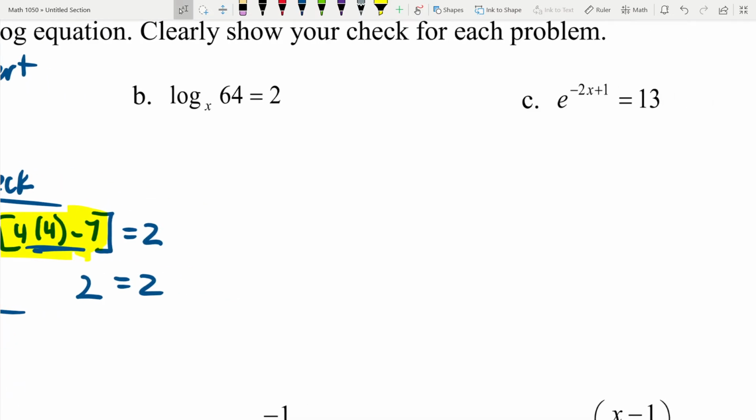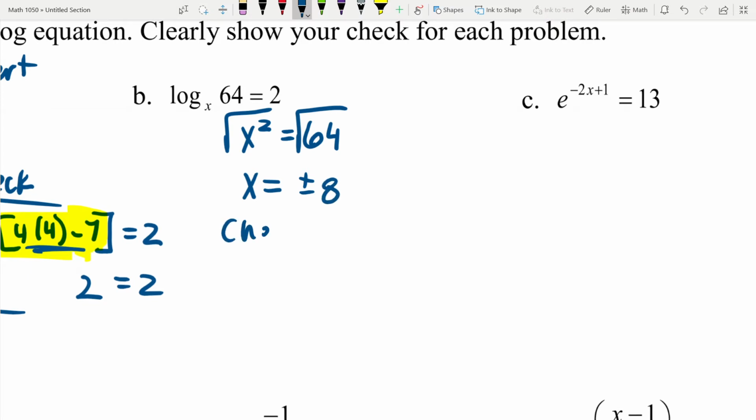When you're stuck, you convert it. Everybody write x to the second equals 64. How do I get rid of the squared? Square root. So I'm going to square root both sides. So I get x equals, what comes right after the equals? Plus or minus. Square root of 64 is 8. Everybody write the word check. And then I want you to write x equals 8, because we're checking 2 things. So if we have to check 2 things, we have to show which one we're checking.